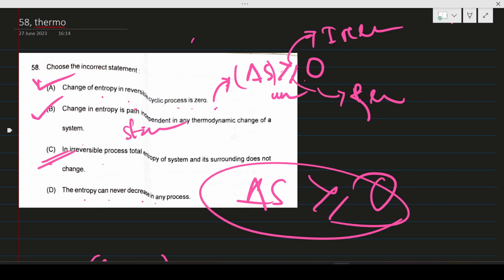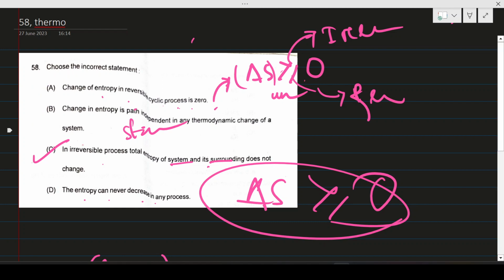Next, in an irreversible process, the total entropy of the system and the surrounding, that is system plus surrounding meaning the universe, does not change. This is wrong because in an irreversible process the change in entropy is greater than 0. This means it is not constant, that is, the change is not 0. So in an irreversible process the entropy always increases. So there is a change. This is wrong. So the answer will be C only.